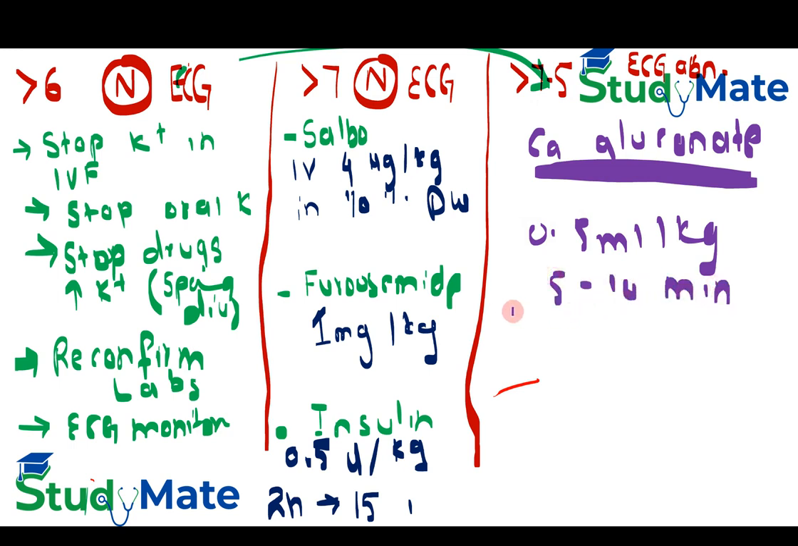And the second thing that you will give will be sodium bicarb. This bicarb will push potassium intracellularly. Okay, so these are the different management techniques in different situations. If potassium is more than 6 in normal ECG, you should just ensure that potassium is not being given to the patient, and labs should be reconfirmed and ECG monitoring should be done. If more than 7 in normal ECG, give salbutamol, furosemide and insulin with glucose. And if more than 7.5 and ECG abnormalities, calcium gluconate and sodium bicarb.